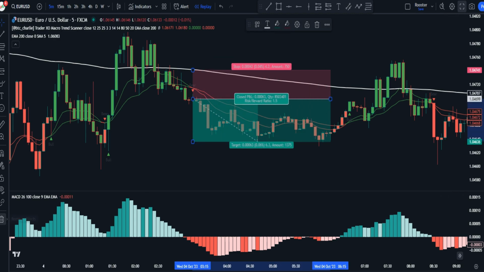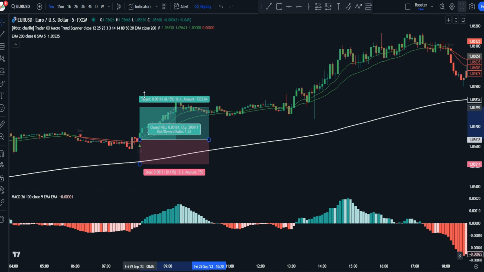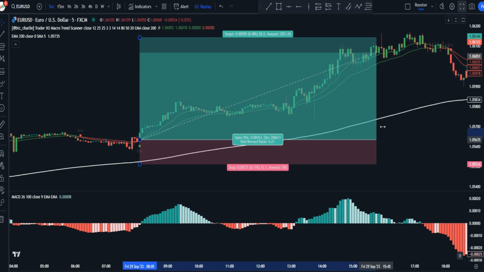To enter a buy trade, we have to get a long or bullish signal from the Trader XO indicator that we've got here. Next, the MACD histogram has got to be above the zero line, so the second condition is met as well. And for the third condition, our trigger candlestick should close above the moving average line, and this is true here, so we can enter a buy trade.